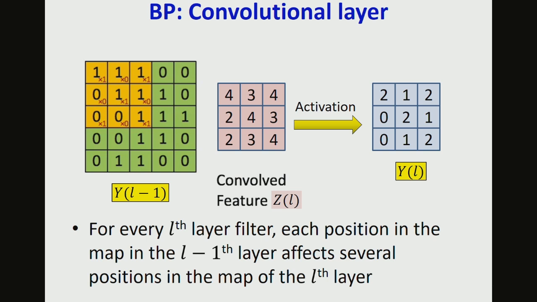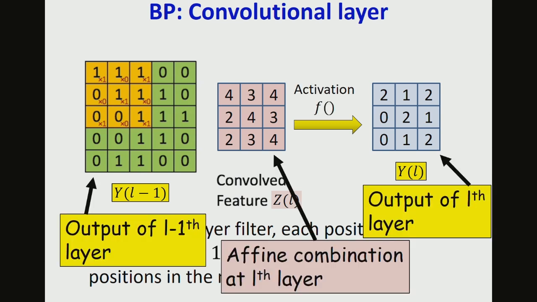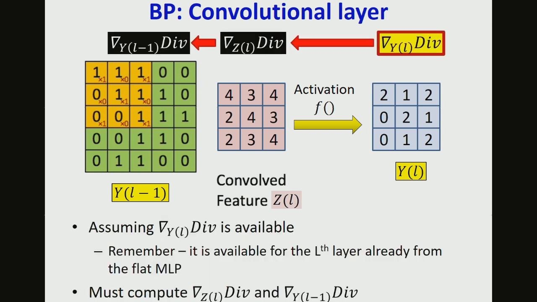So here is what is happening. YL minus 1 is convolved to produce ZL, and the ZL is put through an activation to compute YL, the next output, right? So that's the output of the L minus 1th layer. The output of the L minus 1th layer is then used to compute the affine combination for the Lth layer. The affine combination is then used to produce the actual output of the Lth layer after applying the activation.